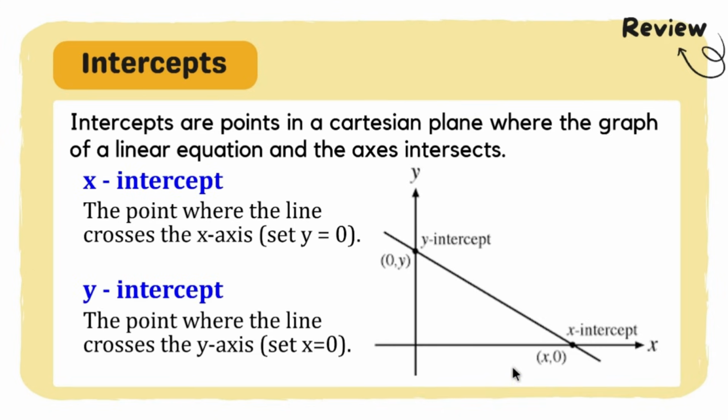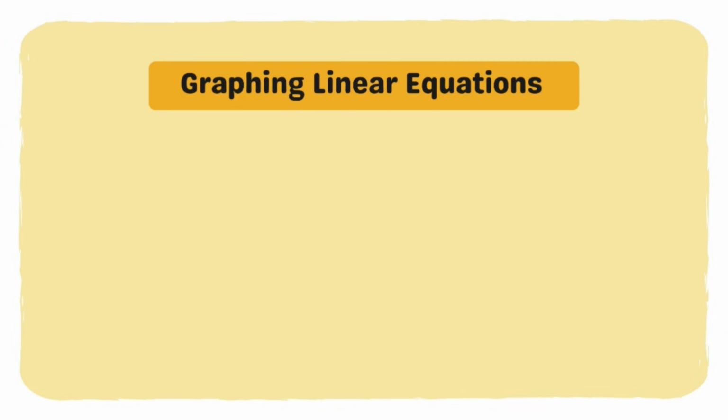How about intercepts? Intercepts are points in a Cartesian plane where the graph of a linear equation and the axis intersect. The x-intercept, ito po yun, is the point where the line crosses the x-axis. And then the y-intercept, ito po yung y-intercept natin, is the point where the line crosses the y-axis. Now, let's graph linear equations.